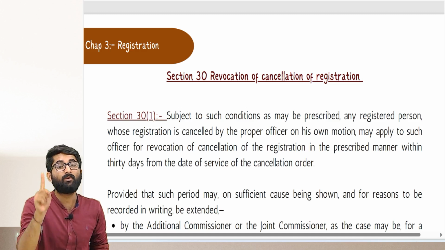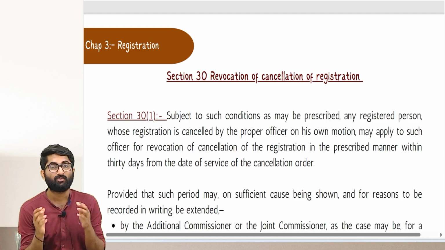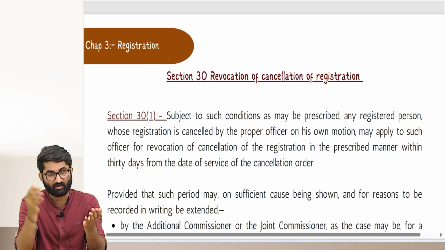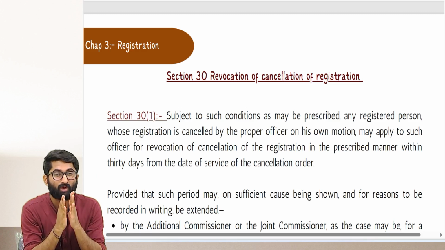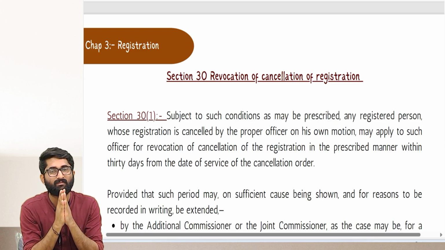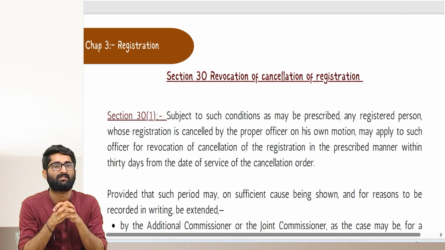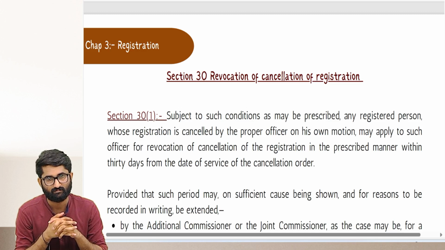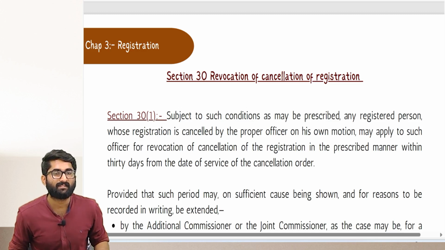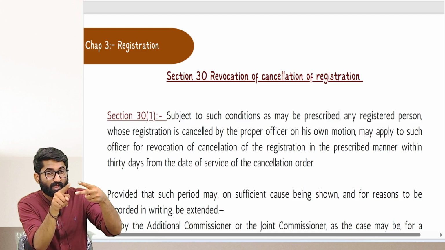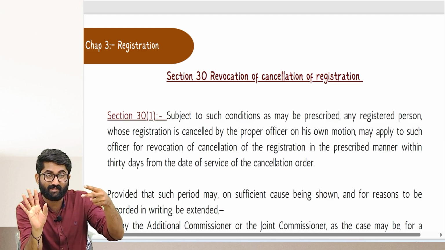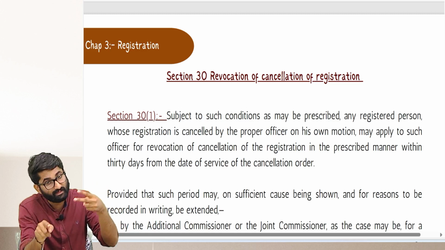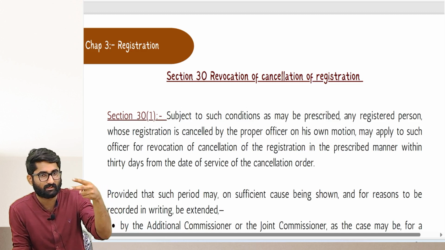Now, revocation of cancellation, revocation means you wish to take back that cancellation. You wish to take back the registration. You request the government, please give me my registration back. Now, the government says that see, there were two kinds. One is you applied and I cancelled your registration. The second one is suo moto, I only cancelled your registration. These were the two cases.